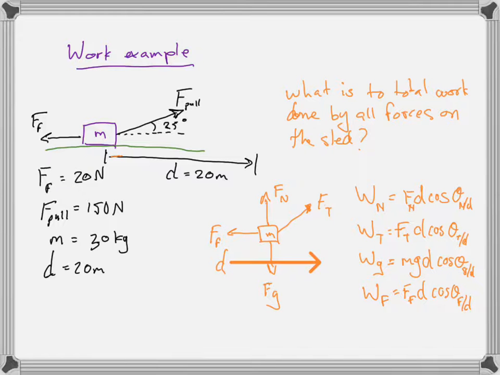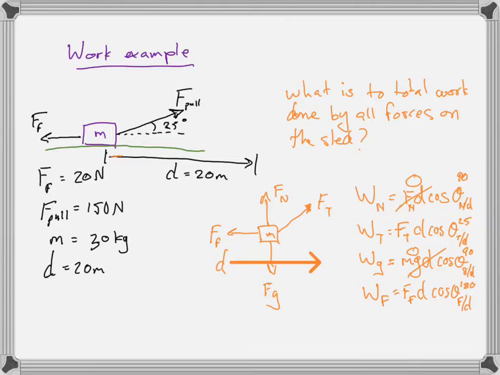And then we recognize, and I did that quickly, but I'm just going to do the angles first and say, okay, this one's 90 degrees, this one was 25 degrees, this one was 90 degrees, and this one was 180 degrees. So I don't even have to worry about what the normal force is because the cosine of 90 degrees is 0. The work done by the normal force is 0. I don't have to worry about what the weight is because the cosine of 90 degrees is 0. The work done by gravity is 0.